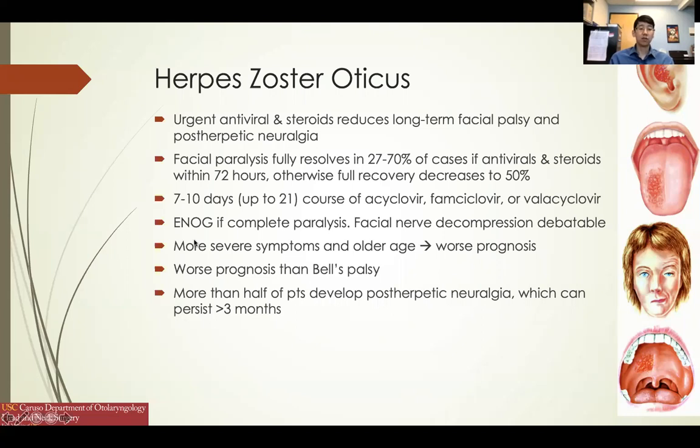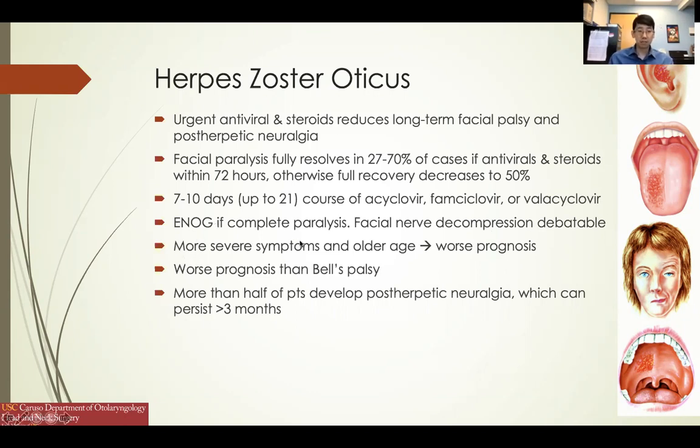ENOG, or electroneuronography, is for patients with complete paralysis, because if they have complete paralysis, then there's a potential role for facial nerve decompression, but that's debatable. Especially because herpes virus tends to have skip lesions and involve multiple areas of the facial nerve. So are you really going to do an entire facial nerve decompression?